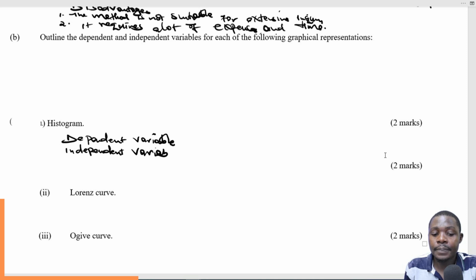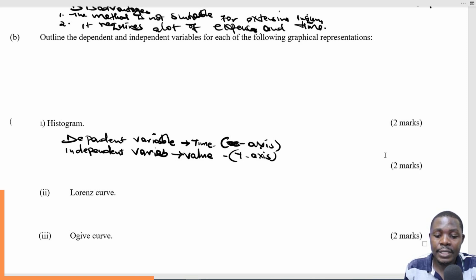For the histogram, the independent variable is always time, and the dependent variable is the values you are comparing, the values you are drawing the histogram on. Time is always on what we call the x-axis, and then the values will be plotted on the y-axis.